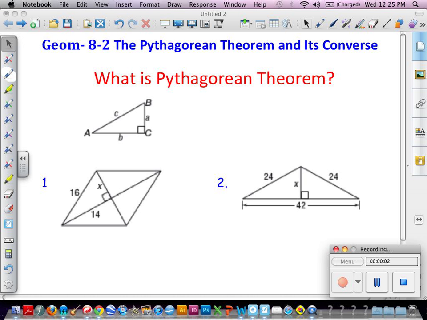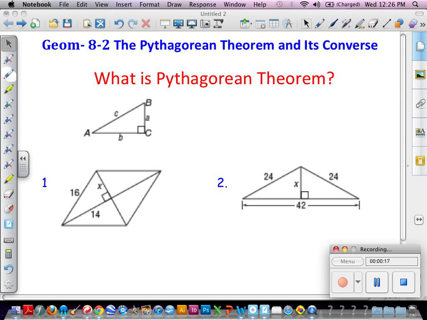Hello, geometry students. Today we're going to focus on the Pythagorean theorem and its converse. In Chapter 8, we are working with right triangles and trigonometric functions. So, what is the Pythagorean theorem?